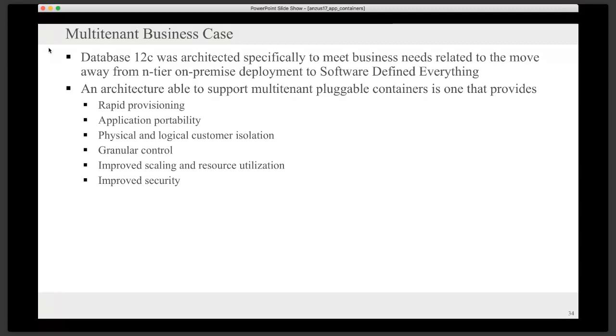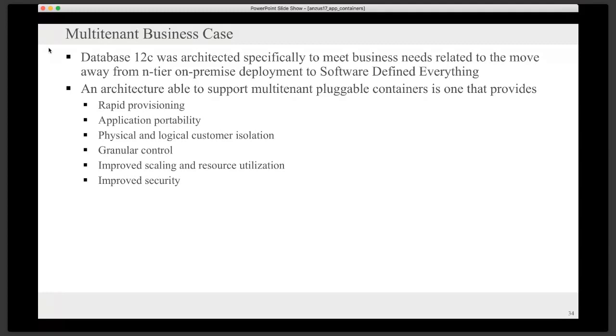In terms of logical customer isolation, I can now build databases where DBAs can't look at the data, and where one person in a table can't look at the data owned by another person in the table without having to buy any kind of advanced security licensing. A lot more granular control going on, a lot more ability to scale and utilize resources.